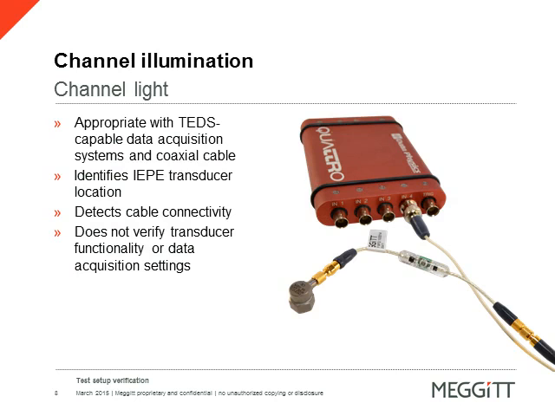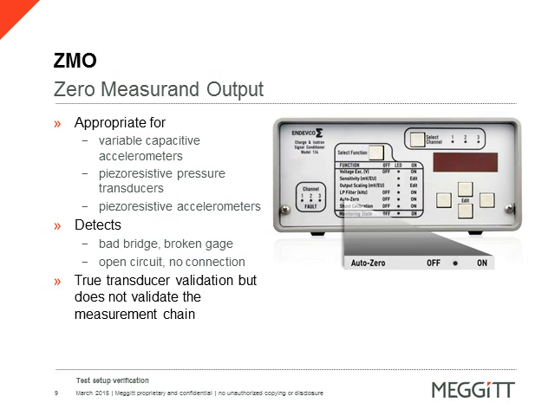Let's talk more about validating the transducer itself. For example, ZMO, or zero measure into output measurement, provides a good health check for a variable capacitive or piezoresistive transducer. This measurement requires the attached signal conditioner to have this ability. Simply measure the transducer's ZMO and compare it to the value on the transducer's datasheet or calibration certificate. Any transducer out of tolerance should be considered for replacement.